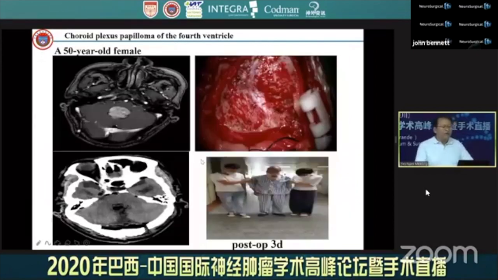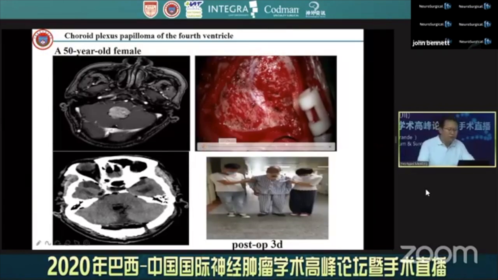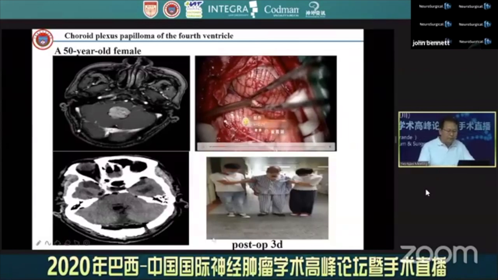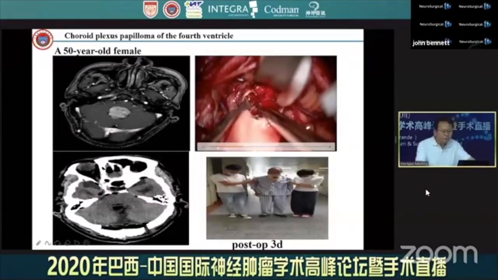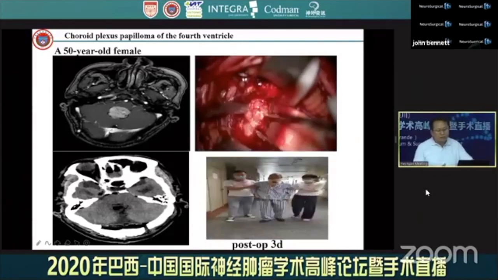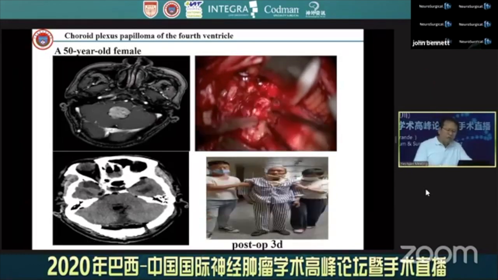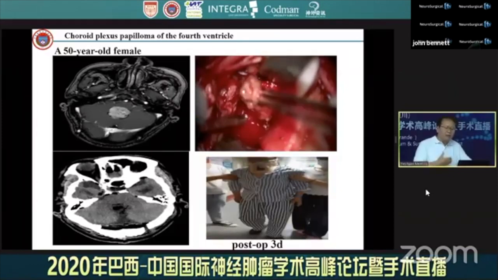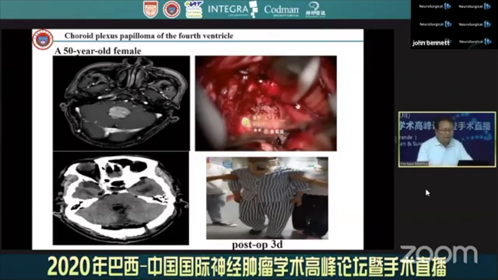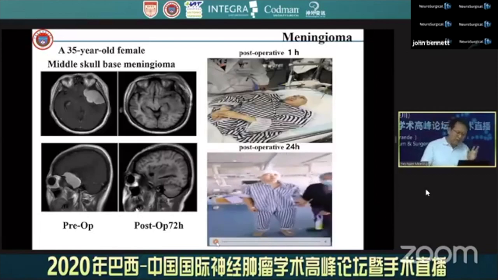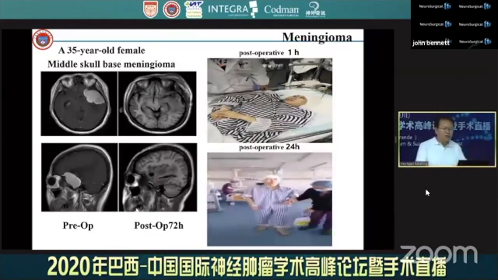This works. For some deep regions, lesions, for this kind, a 50 year old female doctor, it's a fourth ventricular lesion. We did the operation and removed the tumors. For this patient, in 3 days she can walk. So sometimes some people say walking earlier is more dangerous, drinking fading is more dangerous, but for every person you should choose the good time to finish.